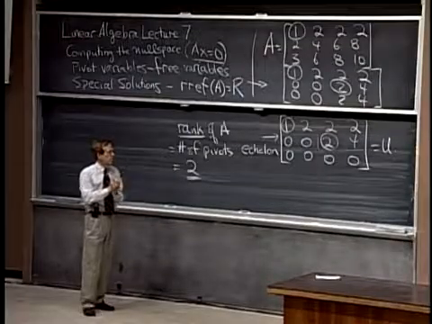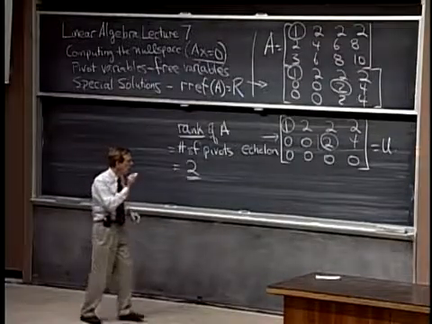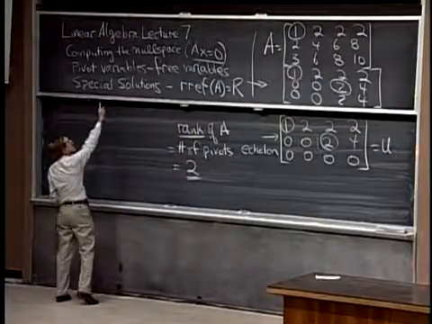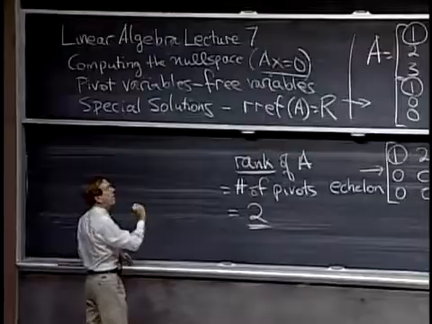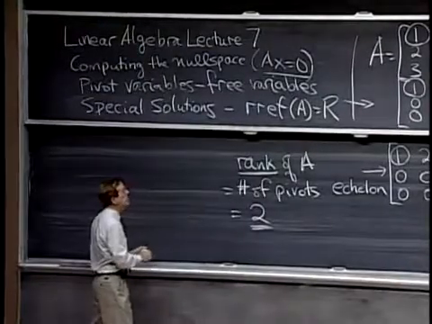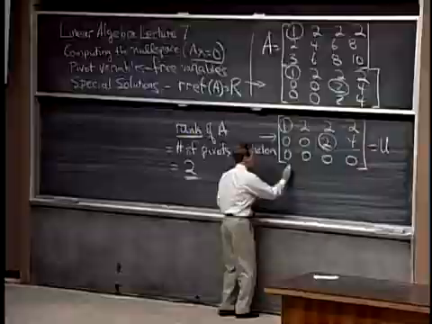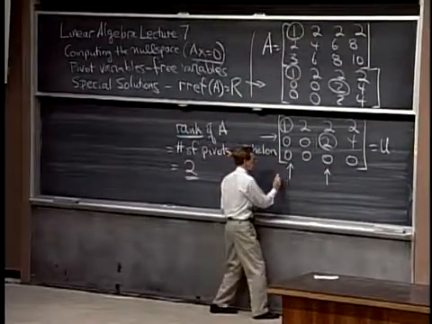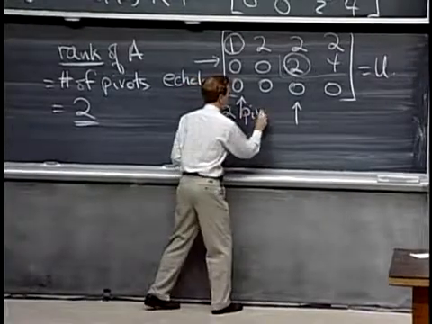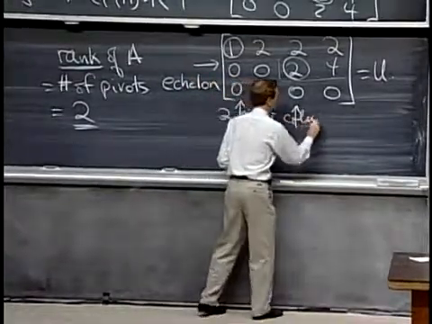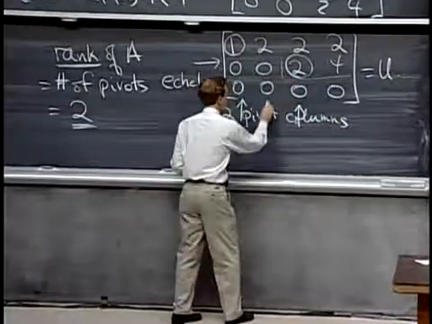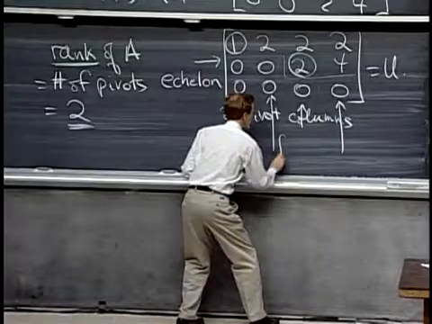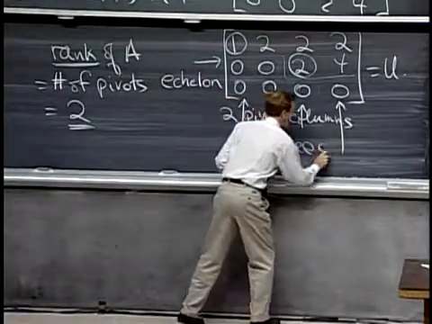Here's the critical step. I refer to it up here as separating out the pivot variables, the pivot columns, which are these two. Here I have 2 pivot columns. Obviously, they're the columns with the pivot. And I have the other columns, which I'll call free. These are free columns.